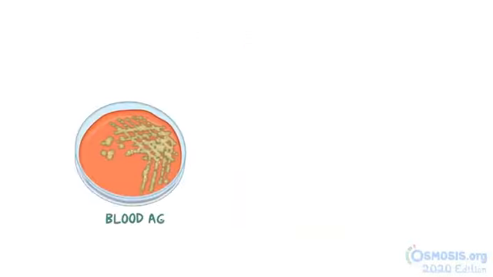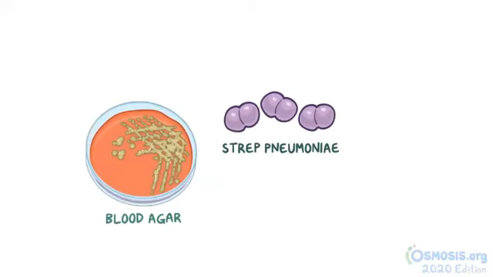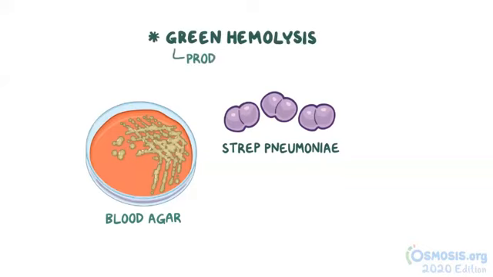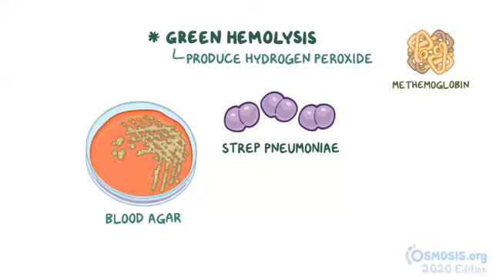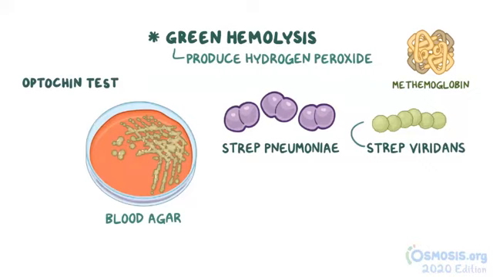Okay, now, when cultivated on a medium called blood agar, strep pneumoniae colonies cause alpha hemolysis, also called green hemolysis, because they produce hydrogen peroxide, which partially oxidizes the initially red hemoglobin in the blood agar to create green methemoglobin. Other streptococcus species, like strep viridans, are also alpha hemolytic. So an optochin test is done to distinguish strep pneumoniae.